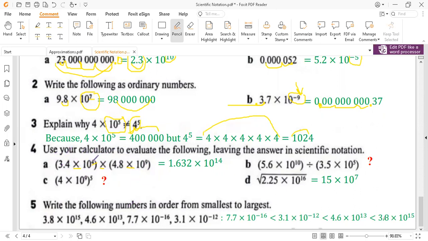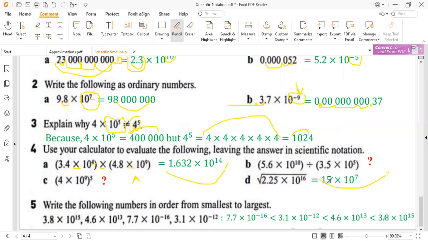So 10 power 4, we put 10 hat 4. We have a hat button on our calculator, like this. Times 4.8 times 10 hat 9 to obtain the result. Finally, the calculator gives us the result in scientific notation: 15 times 10 power 7.